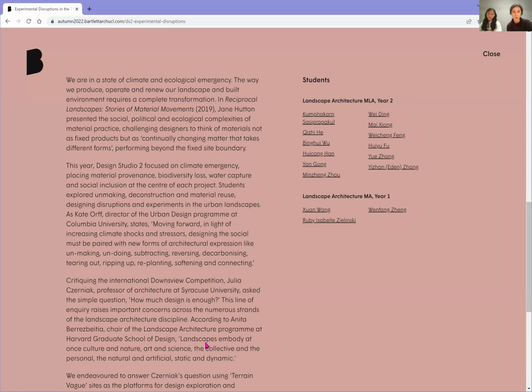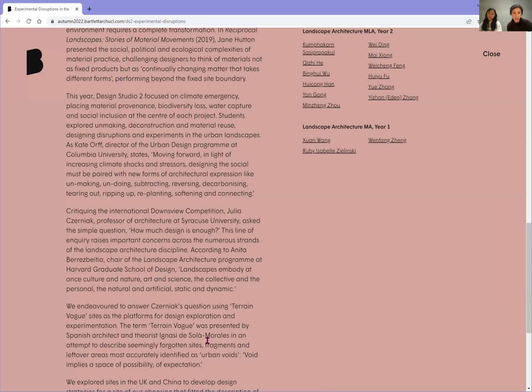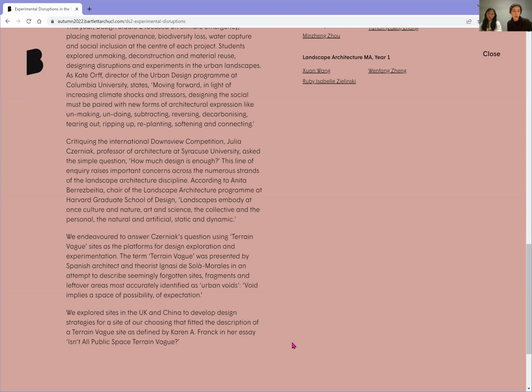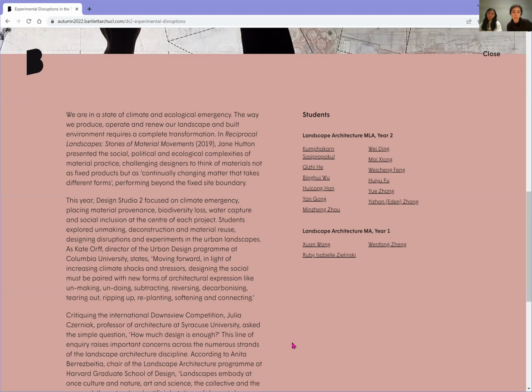So we were charged throughout the whole year to focus on the same site. Some other studios bounce around, but it was nice because we had a bit of consistency through all of our design projects. So design project 1, 2, and 3 were all one big thing rather than being separate. But we were challenged with the question of how much design is enough. And so our tutors really pushed us to think about what was actually necessary to do on site, if anything, which was really fun.